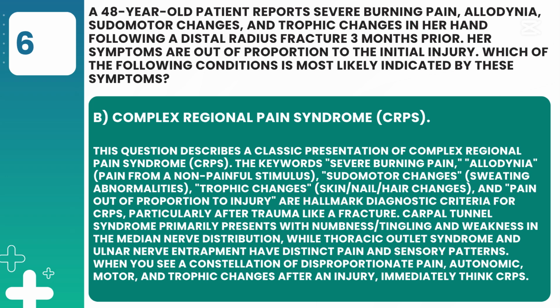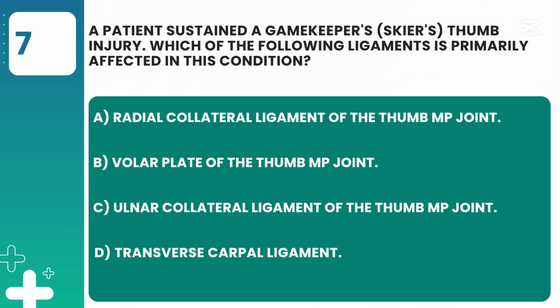Carpal tunnel syndrome primarily presents with numbness, tingling, and weakness in the median nerve distribution, while thoracic outlet syndrome and ulnar nerve entrapment have distinct pain and sensory patterns. When you see a constellation of disproportionate pain, autonomic, motor, and trophic changes after an injury, immediately think CRPS. Question 7. A patient sustained a gamekeeper's, or skier's, thumb injury.